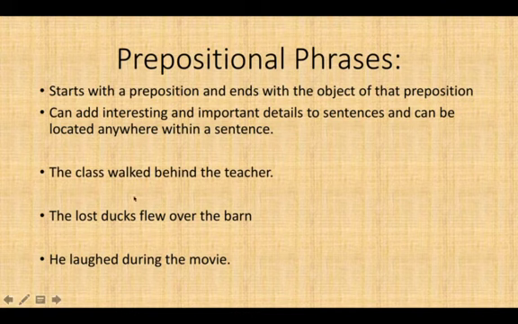If we look at these examples below, the class walked behind the teacher. Our prepositional phrase begins here with behind, and behind who? Behind the teacher. So our entire prepositional phrase starts at behind and ends after teacher. The lost ducks flew over the barn. Over is our preposition. Over what? Over the barn, so that's the object of our preposition. Our entire prepositional phrase begins with over and ends with barn.